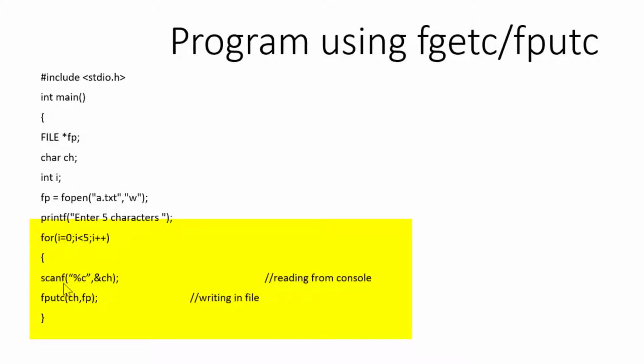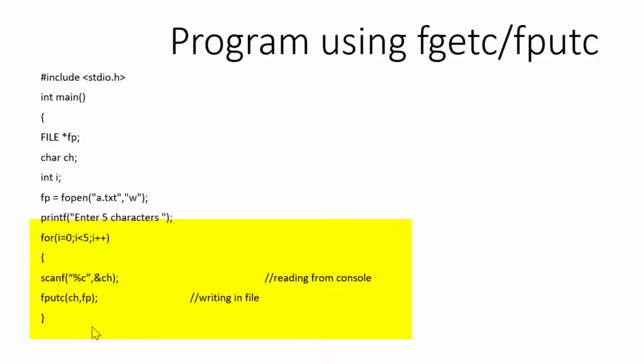And inside this loop, I'm using scanf. Simple scanf is used for reading some data from the console. So I'm reading a character from the console and storing it in the ch variable. Now this character, whatever has been read from the console, I want to write it into the file. So for writing into the file, I'll use the function fputc in brackets.